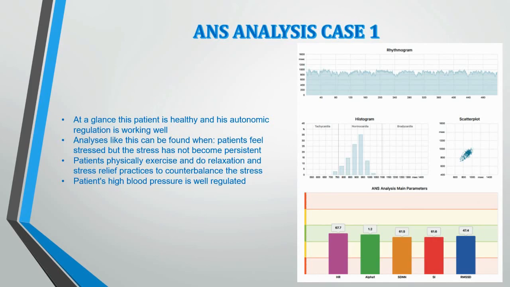If we look at the arrhythmogram, the histogram, the scatter plot and the bar graph of this patient, we will see at a glance that this patient is quite healthy. He has a good heart rate variability. In the histogram you can see a nice bell curve. The arrhythmogram also shows a nice variability, and the scatter plot shows a nice scattering of the measurement points. So this means that this patient's autonomic regulation is working pretty well.